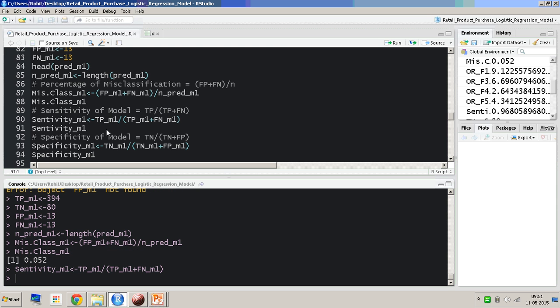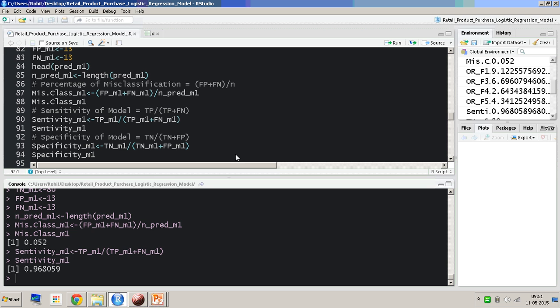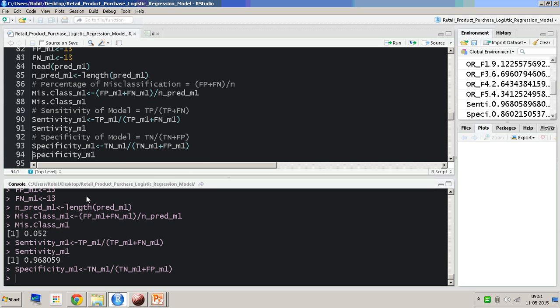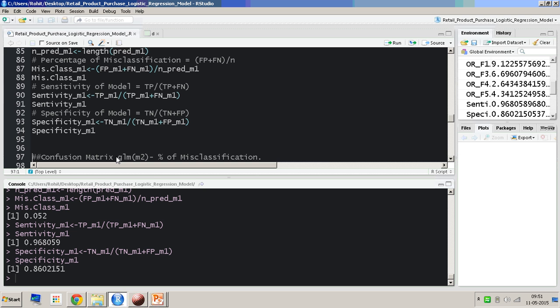Let's also look at two other values. One is sensitivity and the other is specificity. So to what extent was our model specific, and to what extent was our model sensitive? The true positives divided by the true positives plus the false negatives gives us the sensitivity value, and the true negatives divided by the true negatives plus the false positives gives us the specificity value. Yeah, so those values we've got.